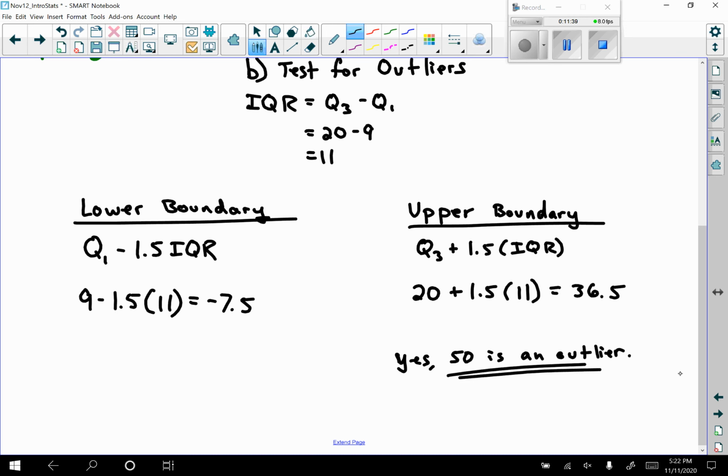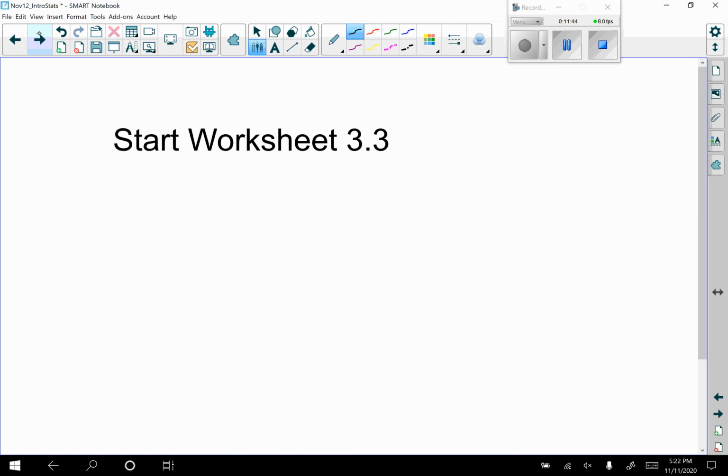All right, so I'm attaching worksheet 3.3 as a separate PDF. You can go ahead and work on that, and I'm going to give you guys tomorrow to work on that as well. So on Tuesday next week, we will be starting the last section, section 3.4. It's not a long section. I go over how to construct box and whisker plots. So let me know if you guys have any questions.